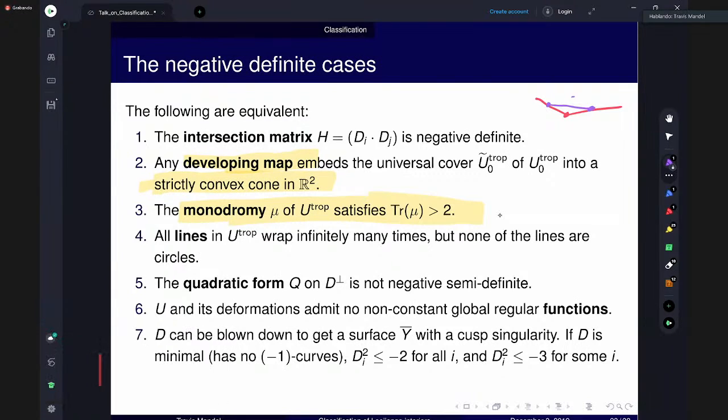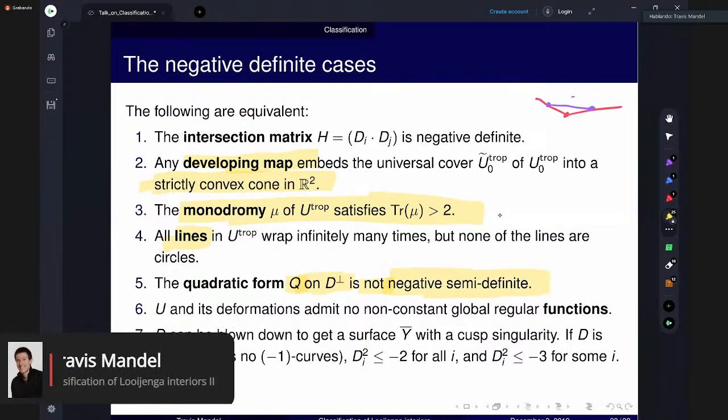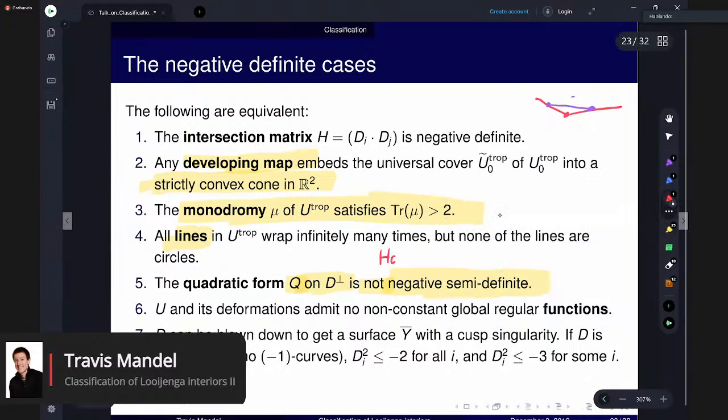We can look at this quadratic form Q on D perp, the intersection pairing on D perp, and this will not be negative semi-definite. Basically, this is by the Hodge index theorem.